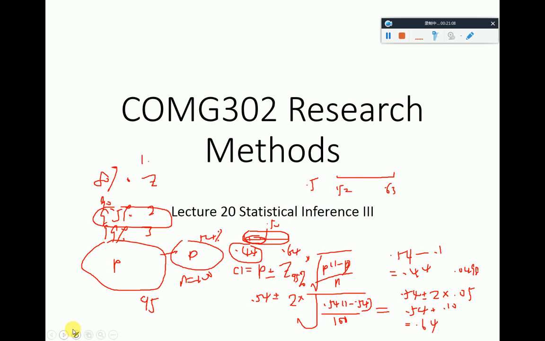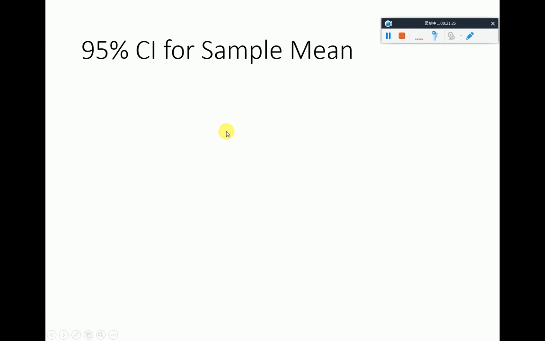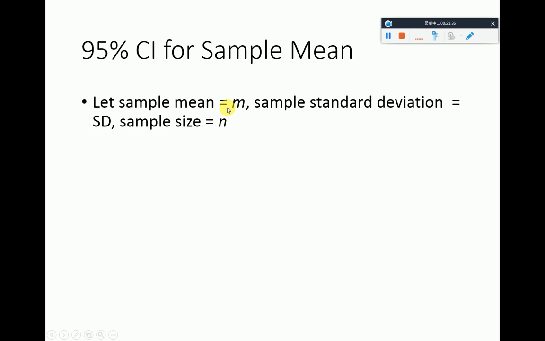All right, so yesterday we talked about the confidence intervals for sample proportions. Today we'll be talking about the confidence intervals for sample means. Today we'll be learning how to calculate the 95% confidence interval for a sample mean.